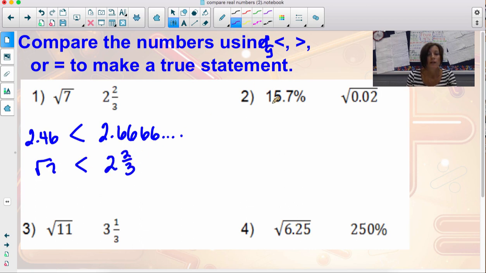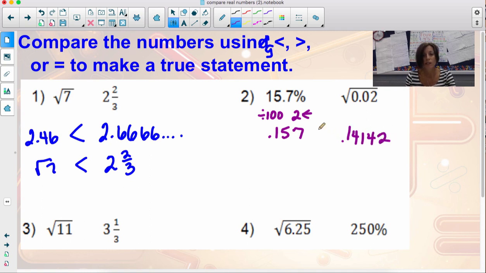Moving on. 15.7% and the square root of 0.02. So I have to change the percent to a decimal. So we divide by 100, or we move the decimal place 2 to the left, which gives us 0.157 as a decimal. The square root of 0.02 is 0.14142. So it looks like 15.7% is greater than the square root of 0.02.